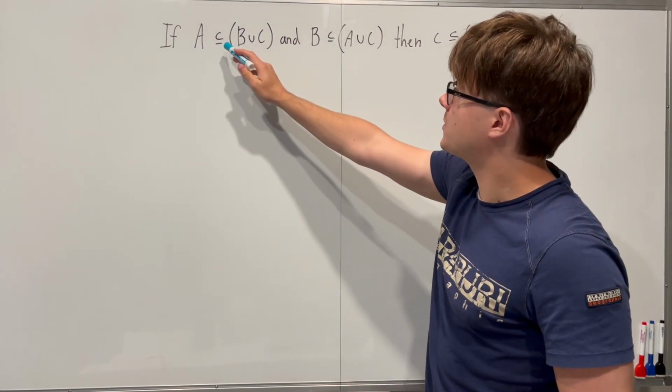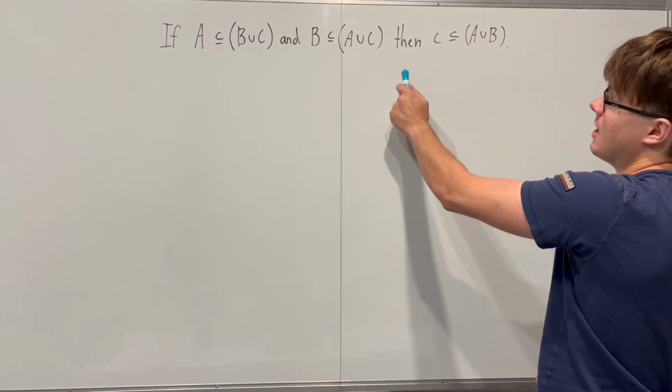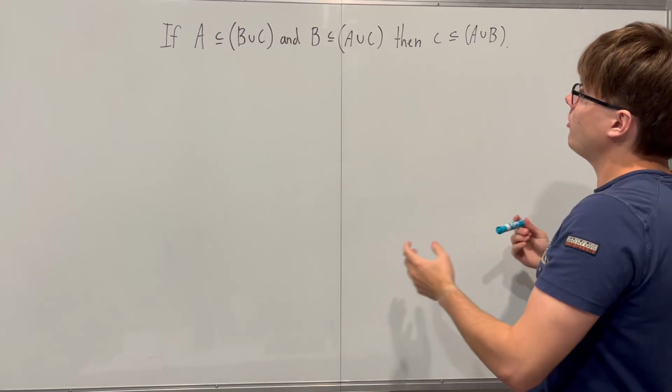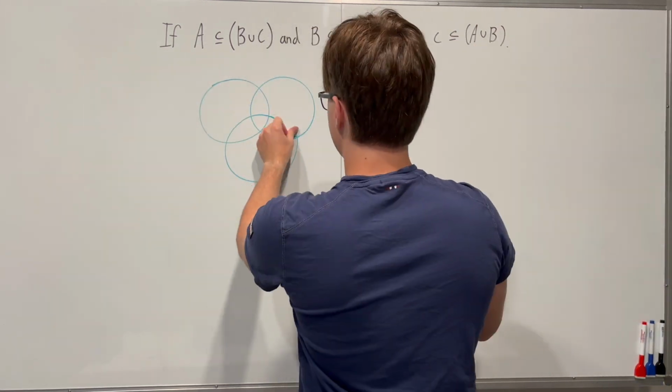If A is a subset of B union C and B is a subset of A union C, then is C a subset of A union B? Well, to figure out whether or not the statement is true, let's draw a diagram.